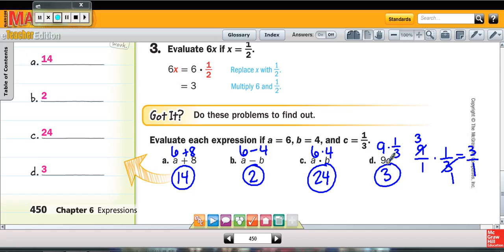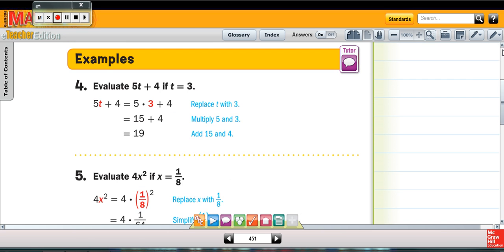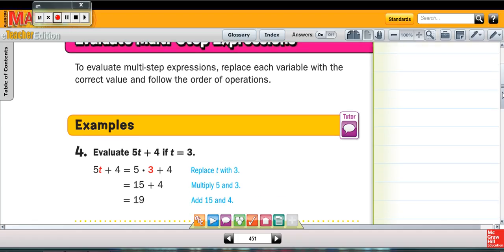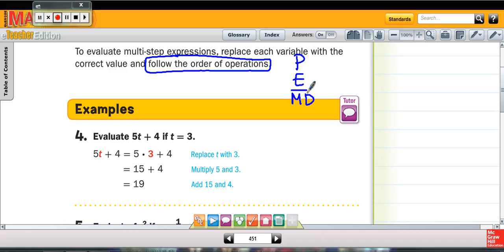If it's not making sense, go ahead and rewind, look back through this, try to resolve some of these. If you're feeling comfortable and confident, let's go ahead and proceed to page 451. Now we're going to evaluate multi-step expressions. Multi-step meaning more than one step, but that's okay, we can do that. We just have to remember that now, since there's more than one step, we have to follow order of operations. Parentheses, exponents, multiplication, division from left to right, and then addition, subtraction from left to right. So we're keeping that in mind as we solve.